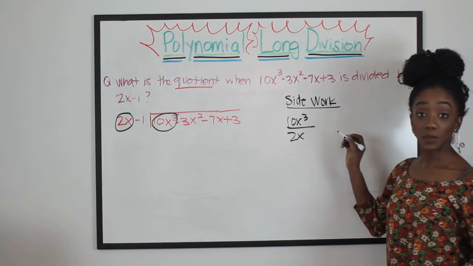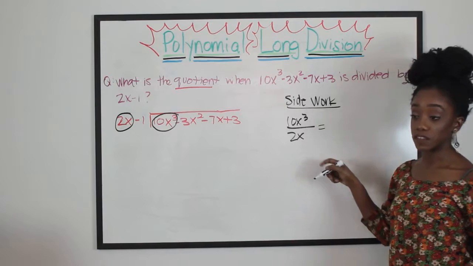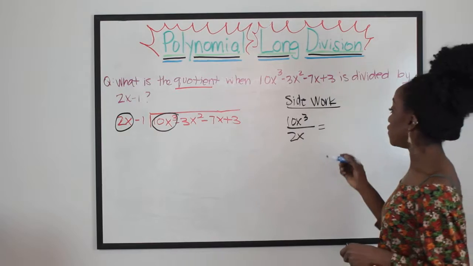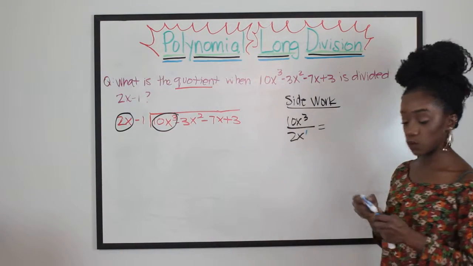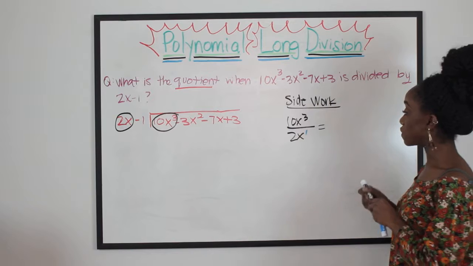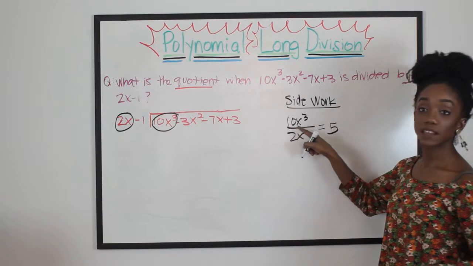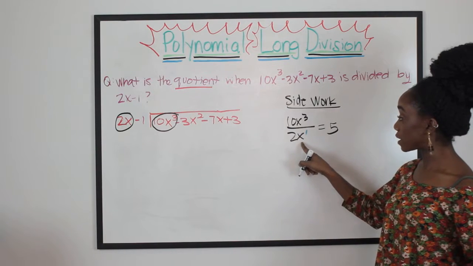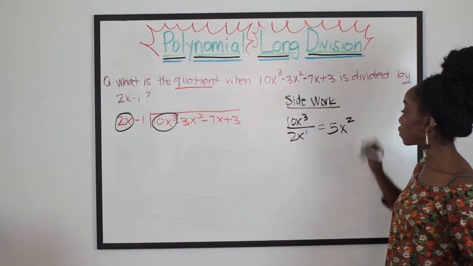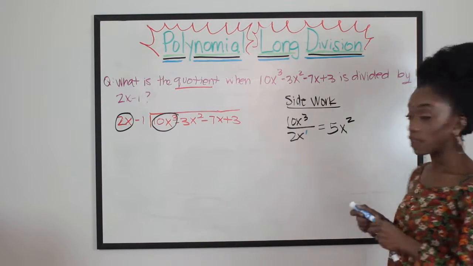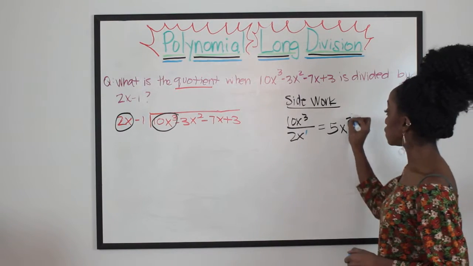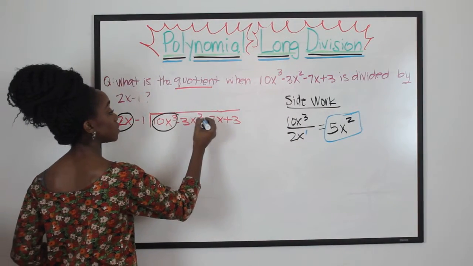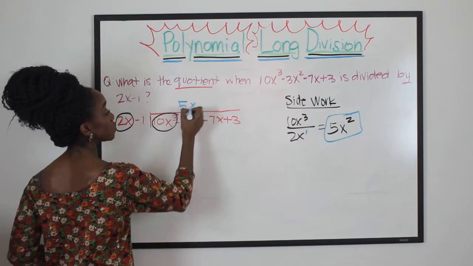Now we can divide, and we have to use exponent rules in this. Remember that there is an invisible one. 10 divided by 2 gives us 5, and then x cubed divided by x is x squared. So this is what we put. I'm going to do my best to color code this. Since it's an x squared term, I'm going to put it with the x squared term. So we have 5x squared.